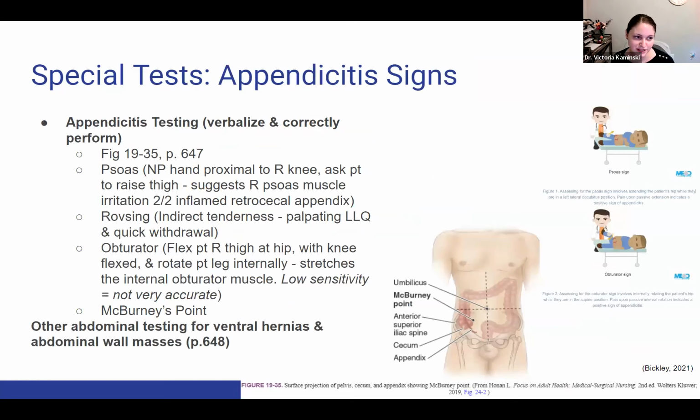And then our special test for appendicitis. So there are several. We have our psoas sign, our obturator, as well as McBurney point. There are other abdominal testing for ventral hernias and abdominal wall masses in your textbook. So there are great reviews there for you. You do need to make sure with performing whichever of the tests that you choose for your appendicitis sign that you are demonstrating it appropriately as well as verbalizing it.